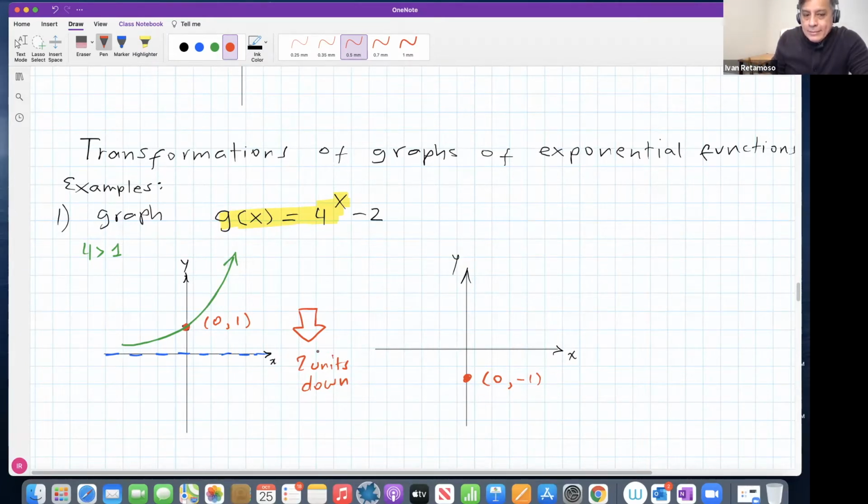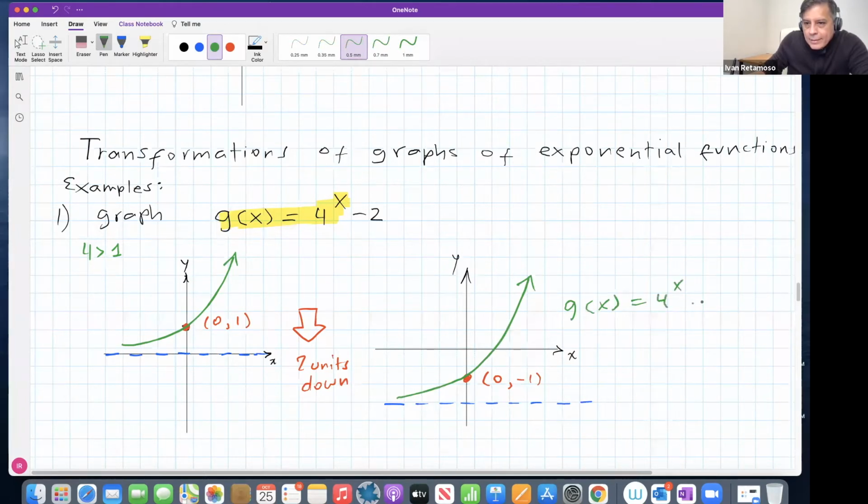Similarly, the horizontal asymptote should go 2 units down. It's at level 0 here, so it should go 1, 2, and will appear here. And right there, draw again your increasing graph. So this stays the same. Okay, so this will be g of x equals 4 to the x minus 2.